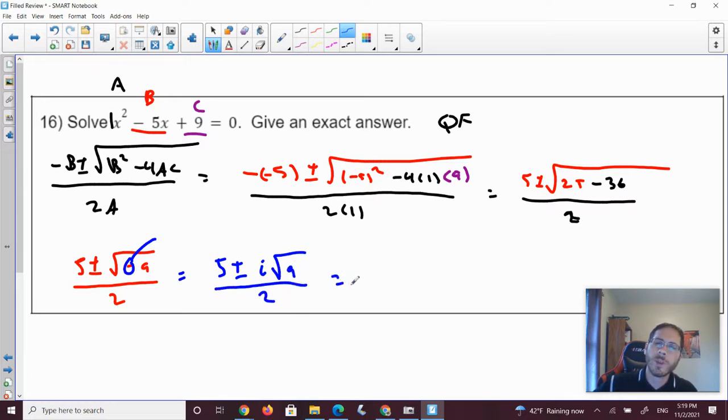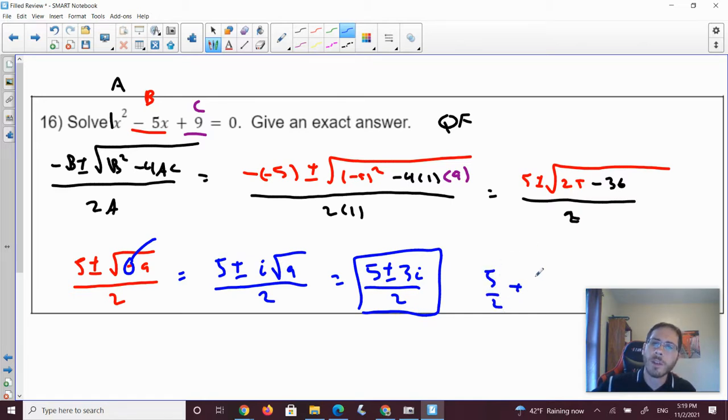And then we also know the square root of 9. The square root of 9 is 3. And this is going to be our final answer. If you want, you can write it in a plus bi form, 5 over 2 plus or minus 3 over 2 i.